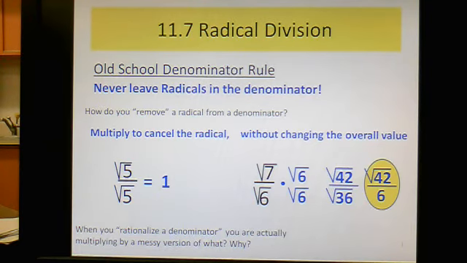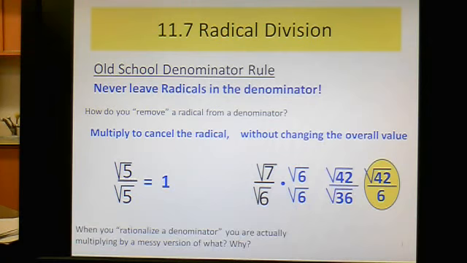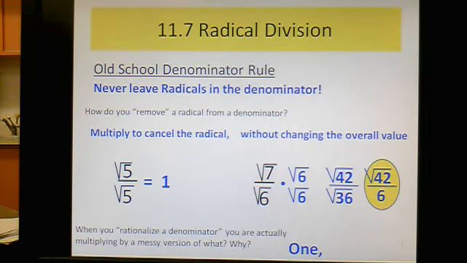You're actually multiplying by a messy version of what? In other words, this rad 6 over rad 6 is really just a messy version of 1. And of course, the reason you're doing that, think about that for a second. This is a very good time to pause and answer this question why in your own words. Think about why you're multiplying this by 1. And I've already said it a couple times.